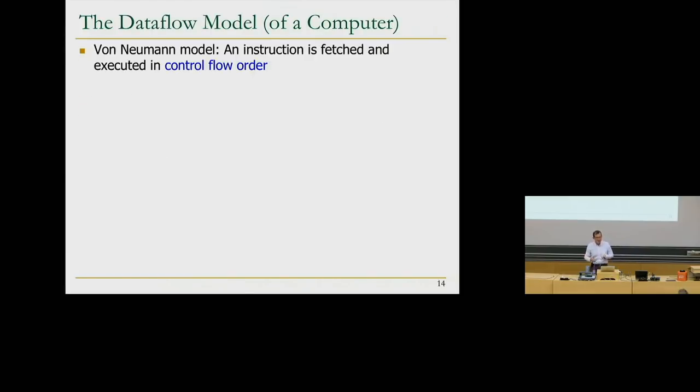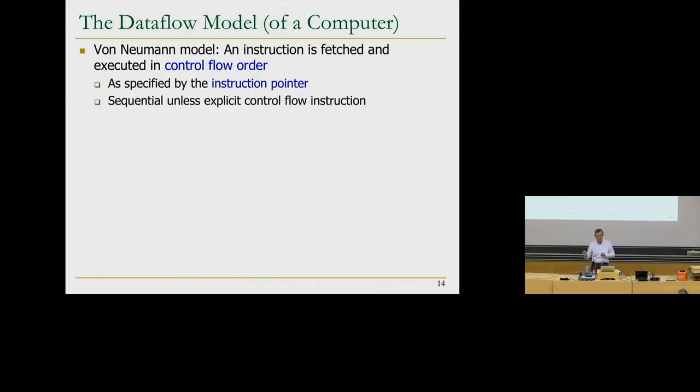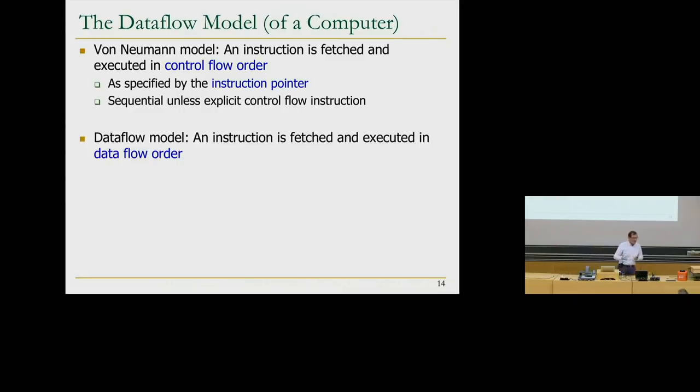So in the von Neumann model, the instruction is fetched and executed in control flow order. It's specified by the instruction pointer. So everything is sequential except for explicit control flow instructions. So in a completely different way, I'll call it the Dataflow model, there is no program counter. We get rid of it. An instruction is fetched and executed in what's called the Dataflow order. Now, what does that mean? That means when its operands are ready. You somehow figure out when an instruction's operands become ready, and at that point, you fetch the instruction, and then you execute it. Sounds cool, right?